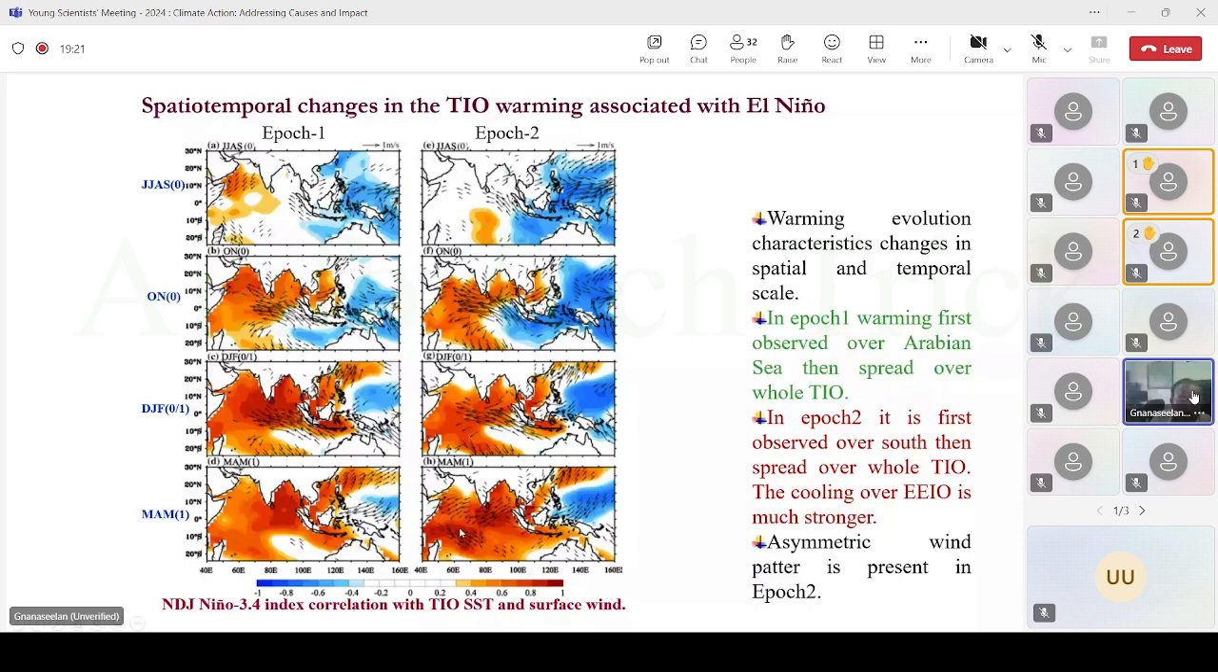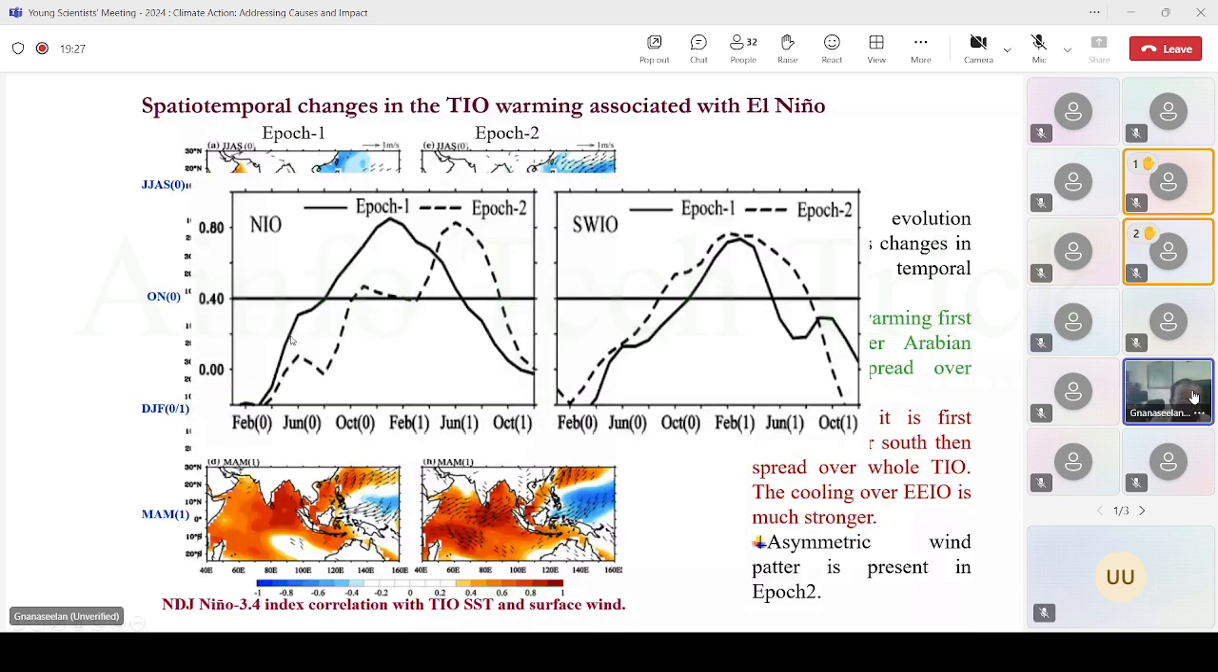And another thing you can see is that these are two periods. In recent years, if you see the dashed line, the warming pattern in the North Indian Ocean has changed a lot, because the North Indian Ocean was not warming in the ENSO phase, but it started warming only after the ENSO decays.